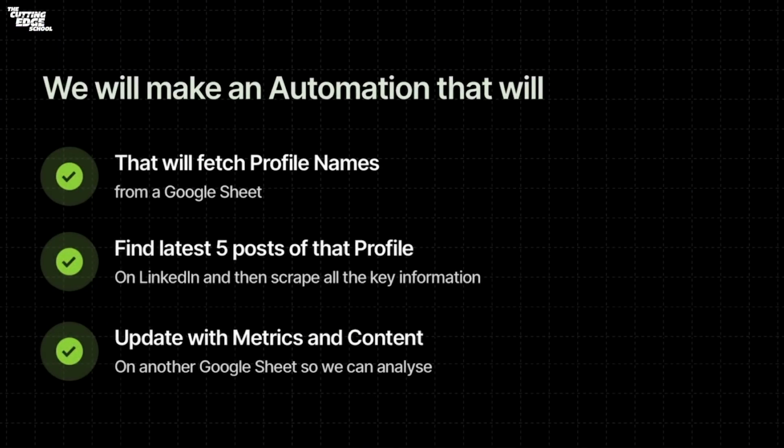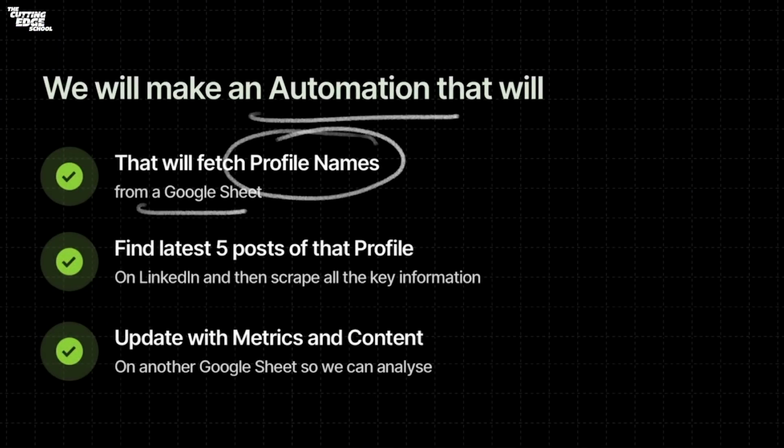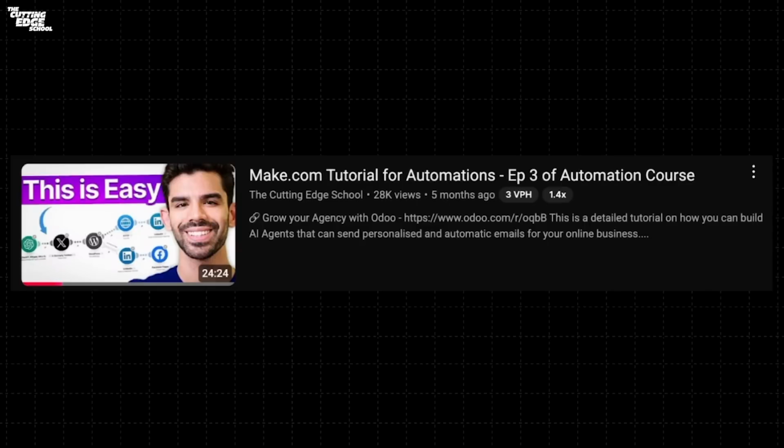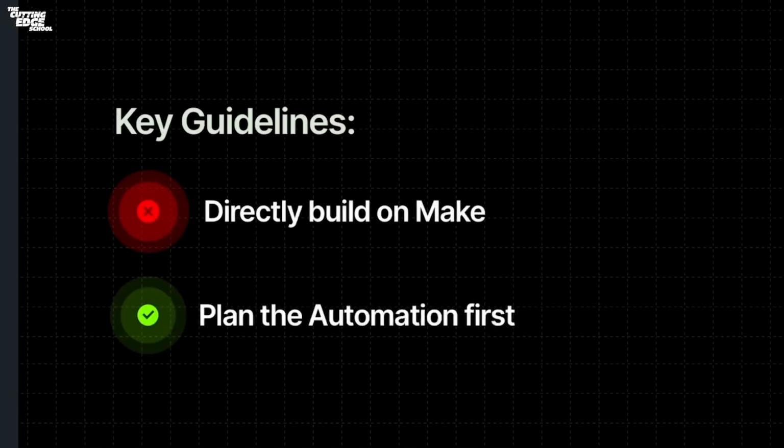So just to summarize, I will now teach you an automation that will fetch profile names from a Google Sheet, find latest 5 posts of that profile by going to their LinkedIn and scraping all of that information, and then update all of the metrics and content on another Google Sheet. And by the way, there is another 24-minute long tutorial that we have already made on make.com. That's why I have hurried this entire process and quickly summarized the basics.